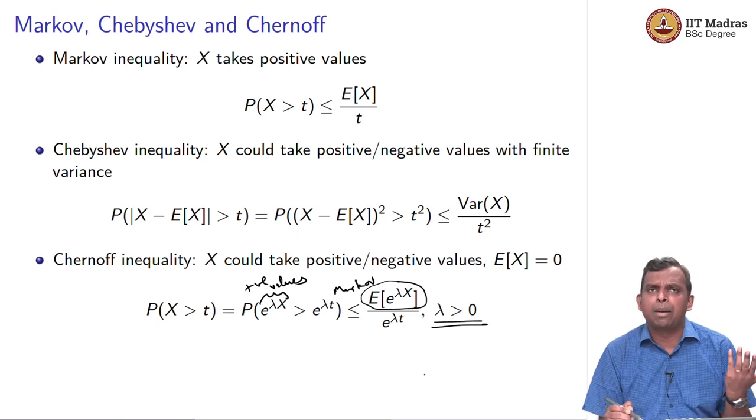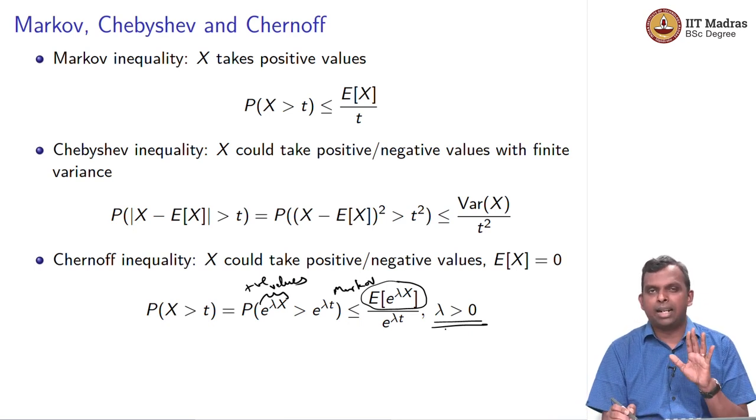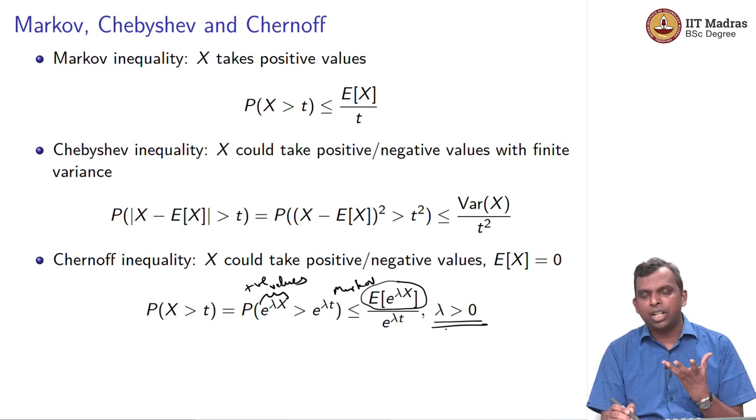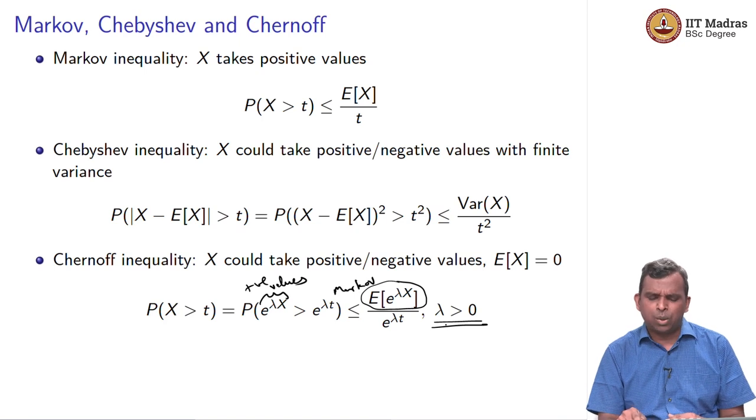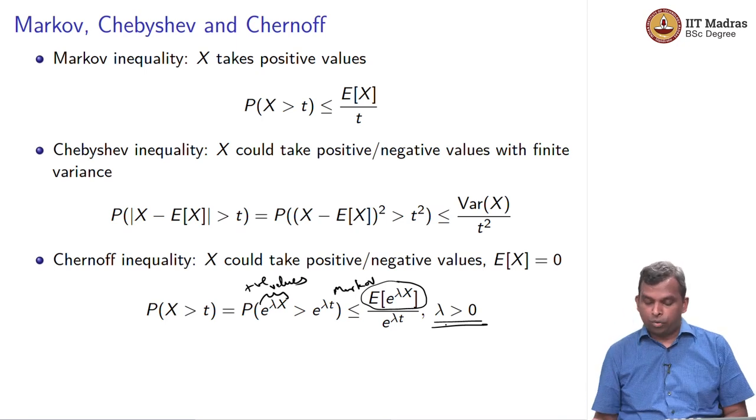So why can't I just set lambda to be equal to 1? It turns out you have something to gain by keeping that lambda there. Okay, so we'll see that later. It's fine, right? Any function which is non-negative I can use. E power lambda x is perfectly fine. It's such a non-negative function, so I can use it. So I put lambda greater than 0 here. We'll come back and revisit that range later. So this is the central idea behind this Chernoff inequality.